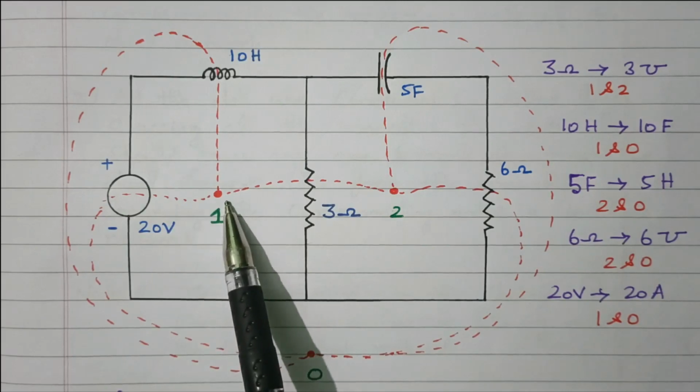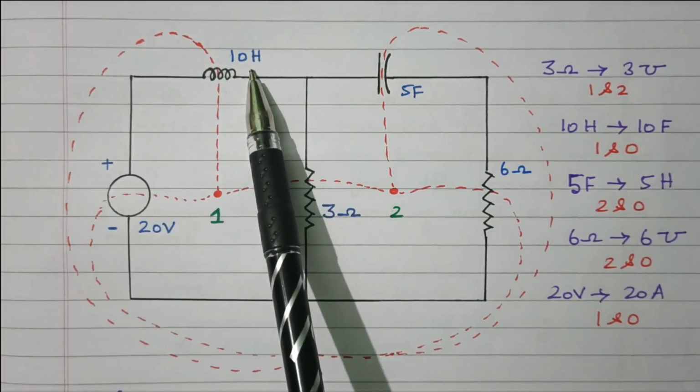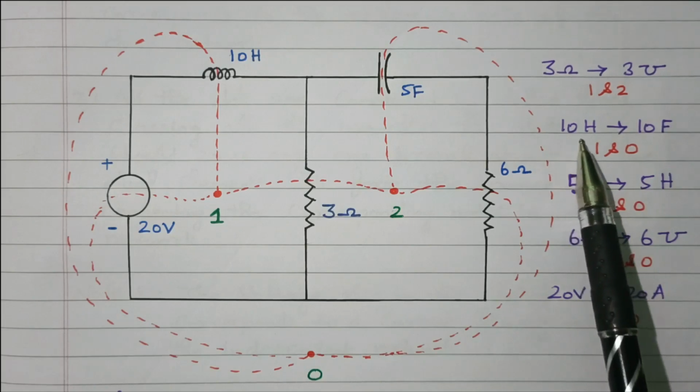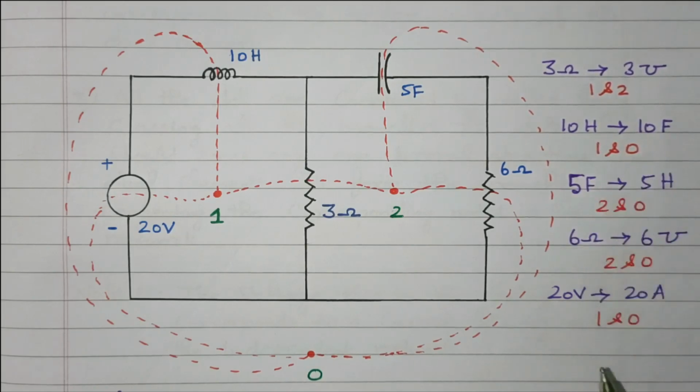And now we'll connect 1 and 0 through this inductor, so that this 10 Henry inductor will be converted into a 10 farad capacitor. So this 10 Henry inductor is converted into a 10 farad capacitor between 1 and 0. And also the voltage source is converted into a current source. Now all the elements are converted. Now we can draw the dual network.